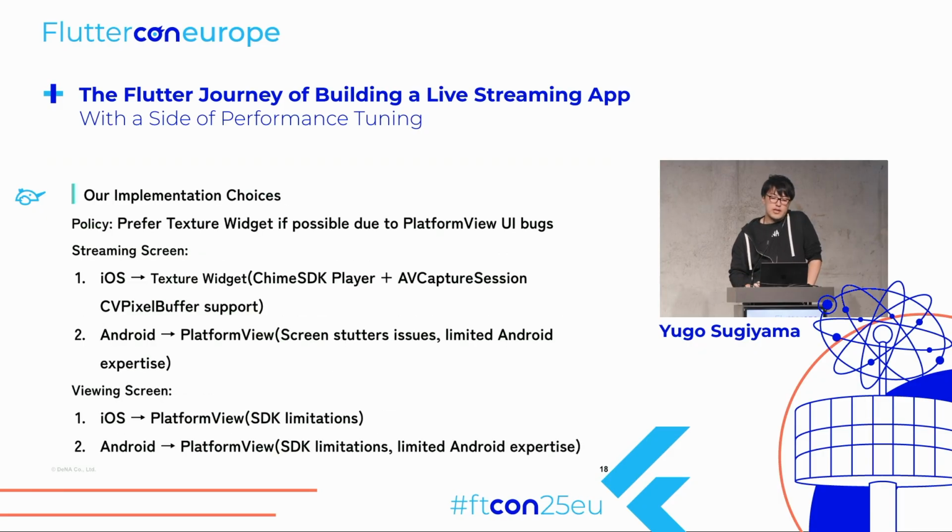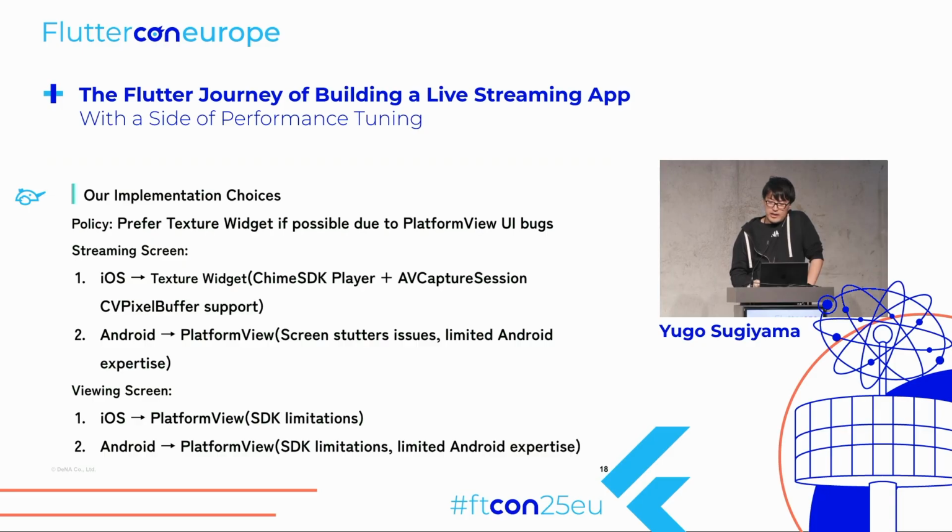Now, let's look at how we use the platform view and the texture widget. Because the platform view often causes UI issues, our basic approach was to use the texture widget as much as possible. Now, for the streaming screen on iOS, I use a texture widget. I use the CVPixelBuffer output from both the Chime SDK player and the camera's AVCaptureSession.